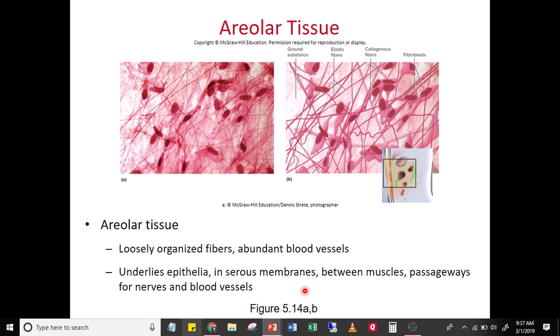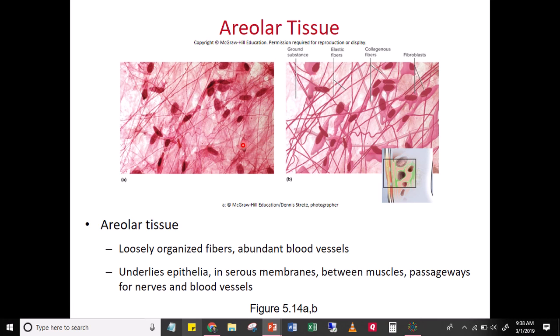Here's a photomicrograph of the areolar tissue. Notice that we can see these little individual dark nuclei of the fibroblast. In the background, we can see a diffuse, large, thick pink collagen fiber, and then we can see in the foreground a dark, sharp, highly focused elastic tissue fiber. So when we look at this areolar tissue, this is your classic areolar tissue.